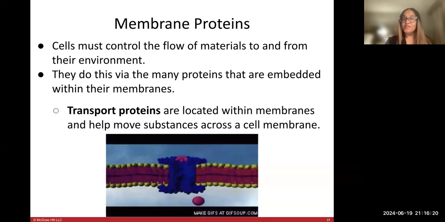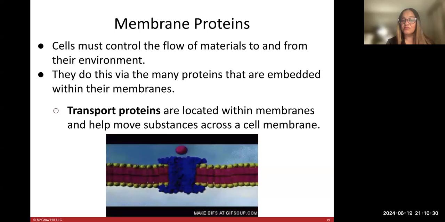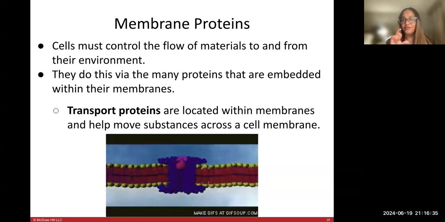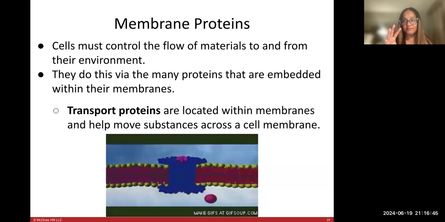Membrane proteins. Cells must control the flow of materials to and from their environment. They do this via the many proteins that are embedded within their membranes. Transport proteins are located within membranes and help move substances across. You see a little GIF where that is happening. Just the general idea: there's your protein embedded into the cell membrane, and then there are materials that are crossing it. It's too big just to float across. It needs a doorway that's a little bit bigger.